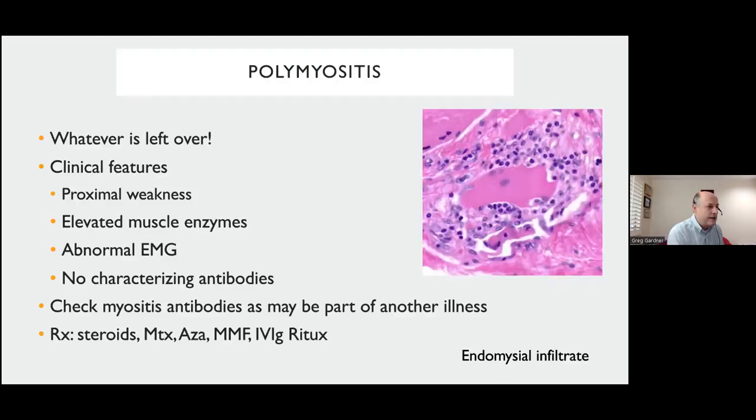So polymyositis is actually becoming a less common diagnosis as these other processes are recognized. And a French myositis specialist suggested polymyositis may at some time just go away as we understand more about the disease. Proximal muscle weakness, elevated muscle enzymes, abnormal EMG, no characterizing antibodies. And here's a biopsy of somebody showing endomysial infiltrate on their muscle biopsy. Treatments are pretty much the same: methotrexate, azathioprine, sometimes in combination with those two, mycophenolate, IVIG, and rituximab.